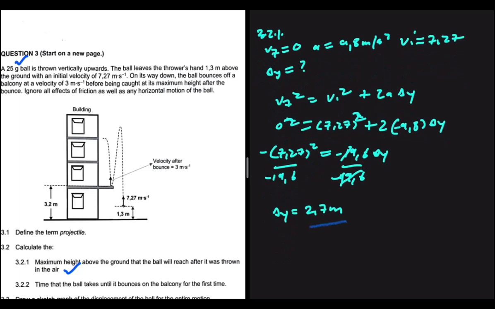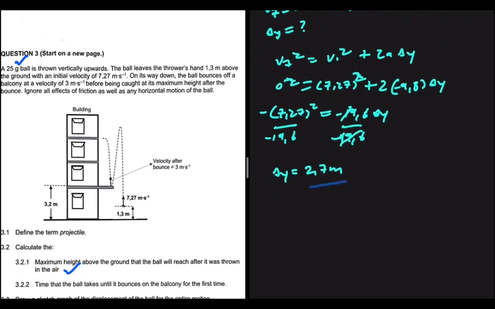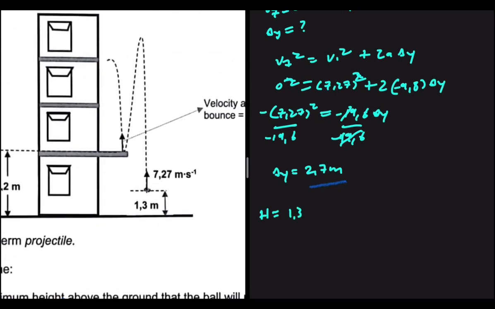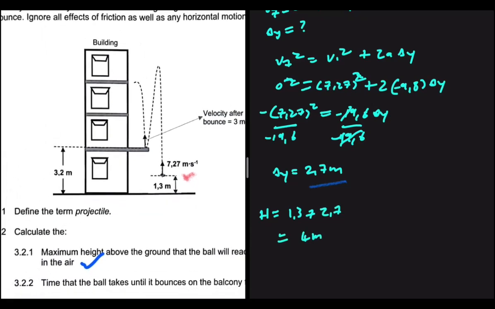This is the displacement of the ball after it was thrown vertically upwards, but we want the height above the ground. So our height will be equal to 1.3. It was projected 1.3 meters above the ground, plus its displacement after it was projected, 2.7. This is equal to 4 meters. That is the answer to 3.2.1. So this maximum height up here is 4 meters.